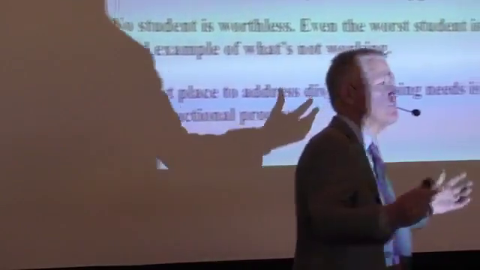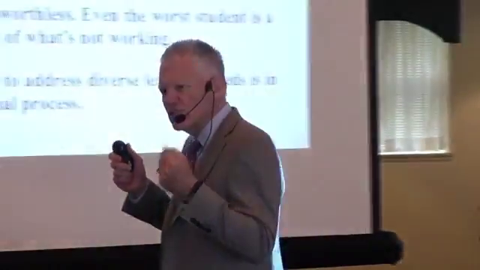So when we see kids that we're concerned about, complaining about, feel like we don't know what to do about, we have to say that they're an example of what is not working. So we have to find a way for it to work for that kid. And the best place to address diverse learning needs is in the instructional process. I'm going to say this right now, we lead with instruction. All of our efforts, the majority, need to be put into instruction.